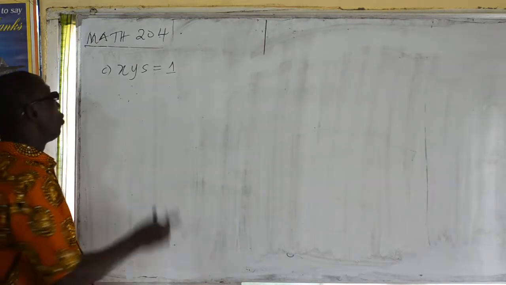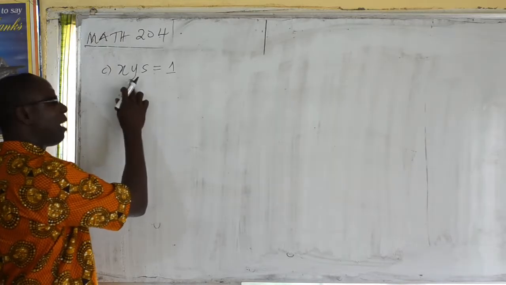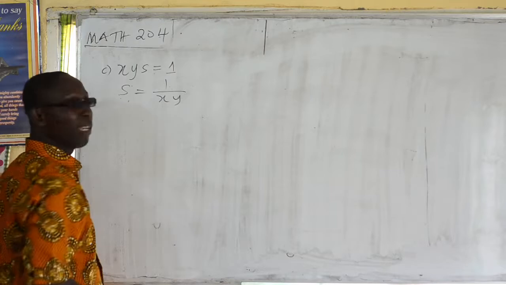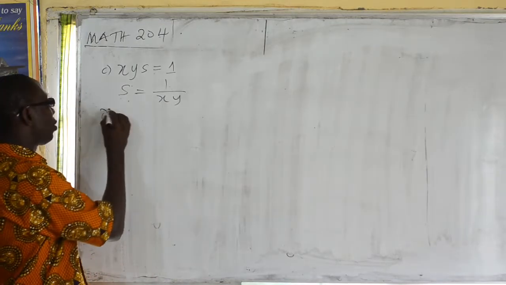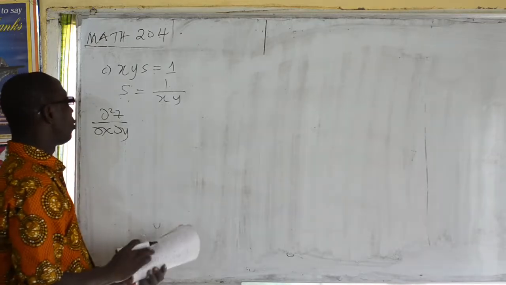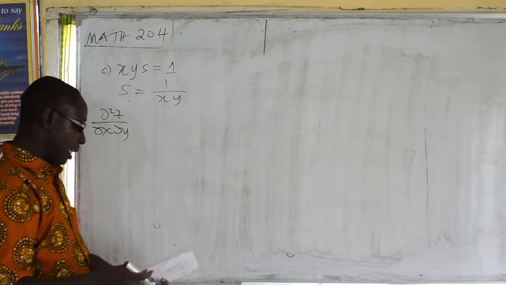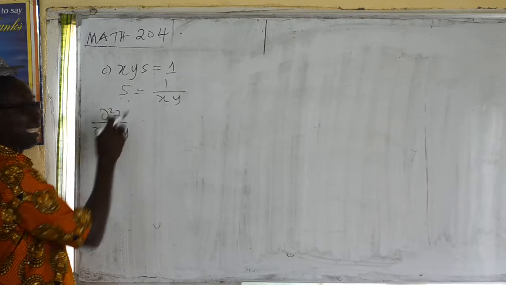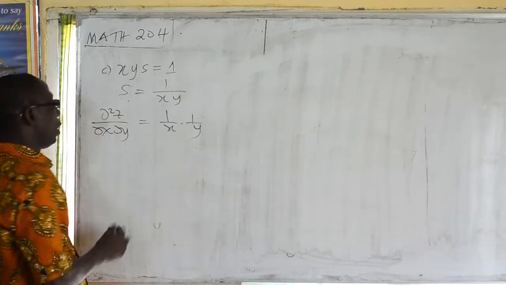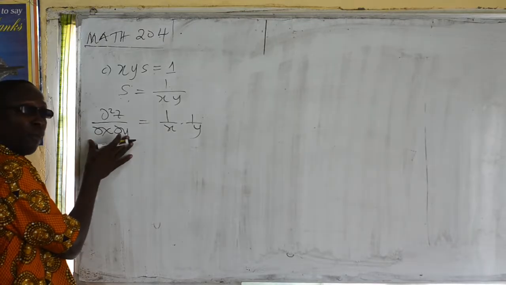We must first know. So let's make S the subject because x and y are independent variables. S is equal to 1 over xy. So S is the same as the partial squared z over partial x partial y. That is what we learned earlier on the notations. So this is S. So that gives us 1 over x plus 1 over y. Let us write this in its simplest form.